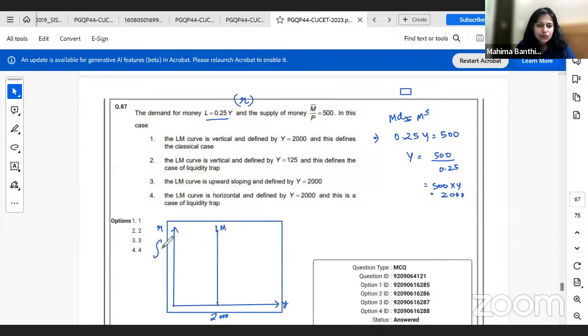It is indifferent to R. So R could be any value. It does not have a bearing on the LM curve, which is why it is vertical. So whenever there is no R in the money demand curve, my LM is going to be vertical. And in this case, it is defined at y equal to 2000. So this is the classical LM, and it's defined by y equal to 2000.